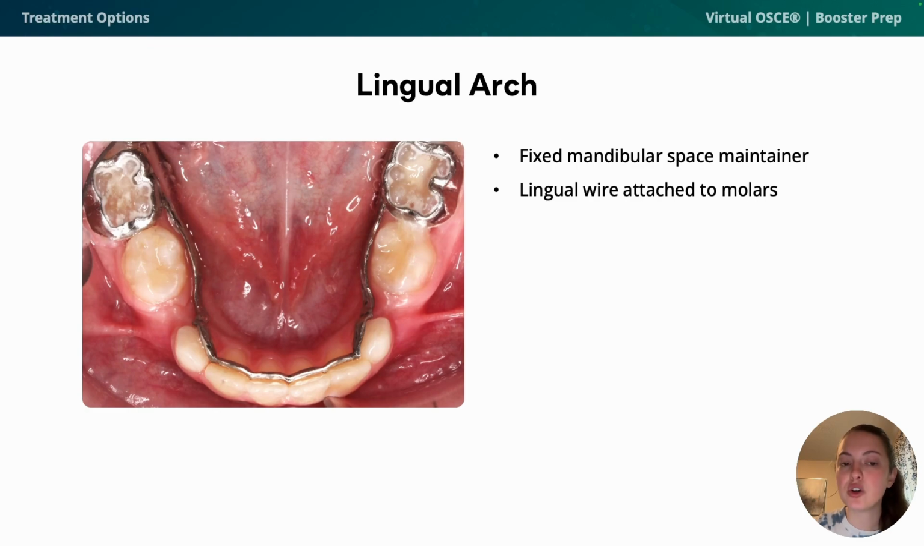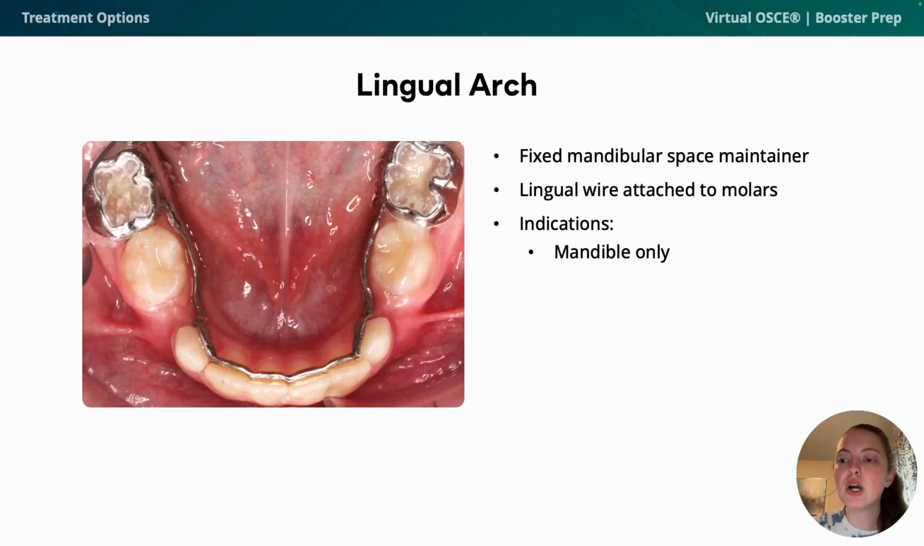So let's break down that description just a little bit. Fixed obviously means it's cemented or bonded in there, and the patient cannot remove it. Mandibular is also important. Notice how I called it a lower lingual holding arch. That is because these are only used really in the mandible. But why are they used? If we look back at that first point, this is a space maintainer.